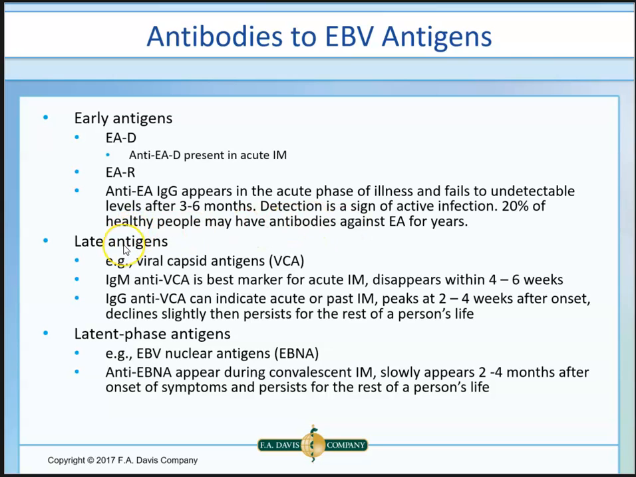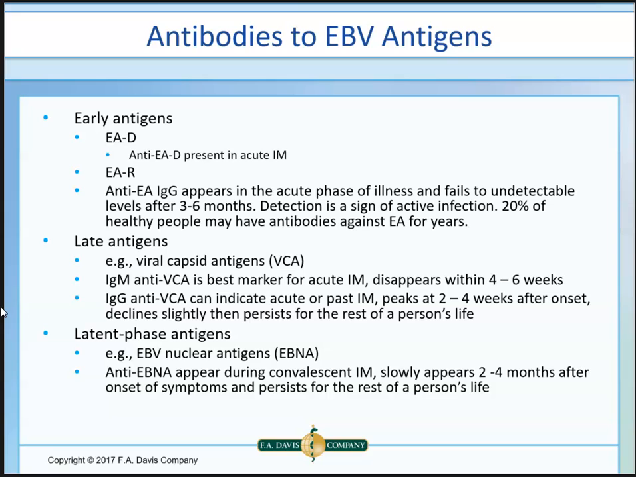When you're looking for the late antigens, then you're talking about the viral capsid antigens, the VCA. There's IgM and IgG for those. So the IgM VCA antibody is the best marker for acute infection. The IgG will indicate acute or a past infection. And it's just like with any other antibody titer.